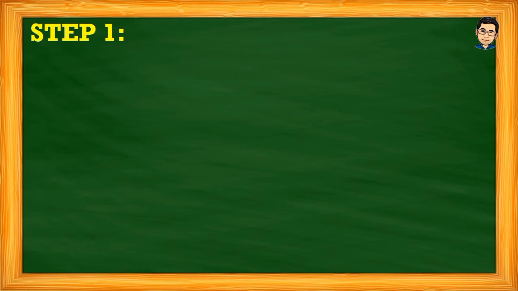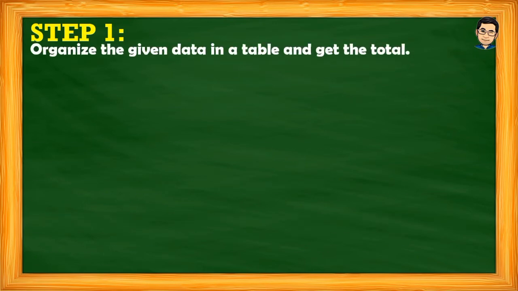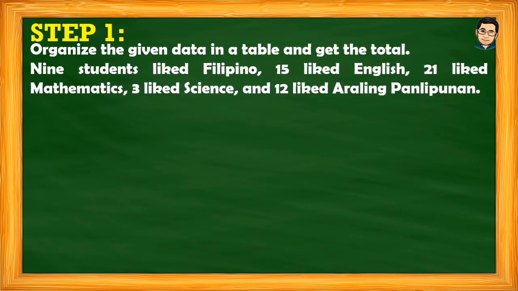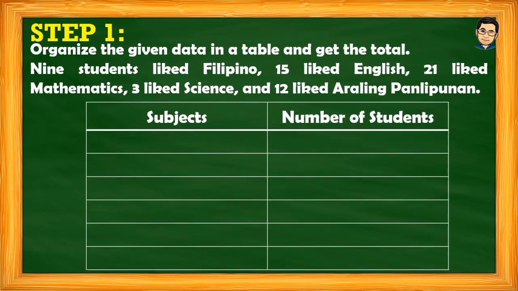So let us have our first step. So, organize the given data in a table and get the total. So, dun sa ating problem kanina, naka-indicate yung mga number ng students na pumili nung kada subject. So, para mas makita nyo sila ng maayos, we will organize them using a table and get the total. So, sulat natin yung mga subjects.